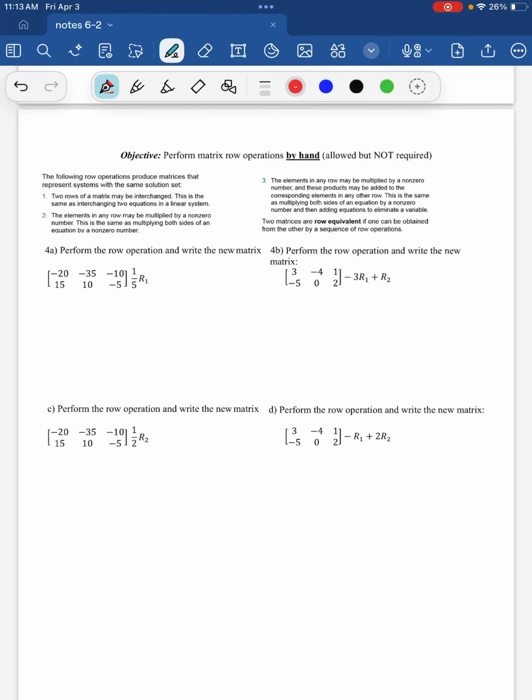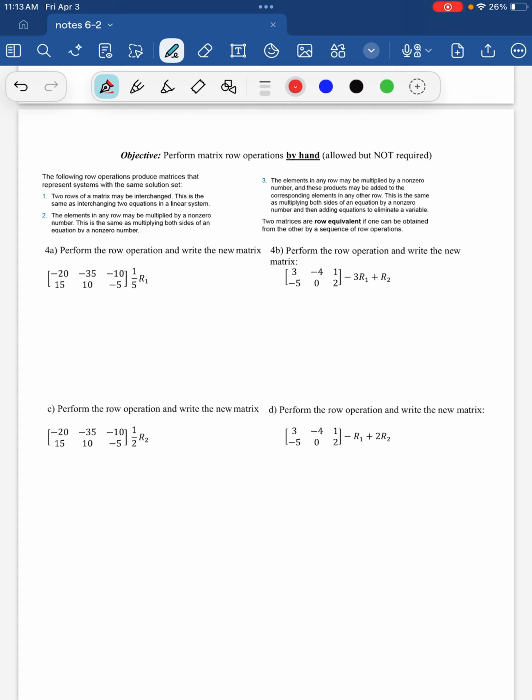This video is describing how you can use row operations by hand to eventually get row echelon form or reduced row echelon form. This is not required for the 6.2 assignment or quiz. But if you're curious, if you've done this before, trying to remember what to do, or if we need it later, it's going to be here.